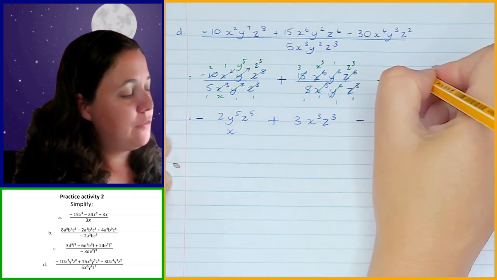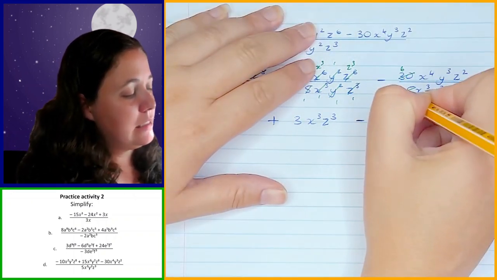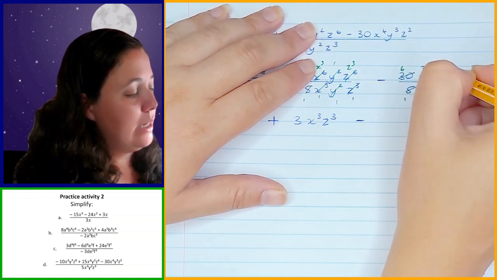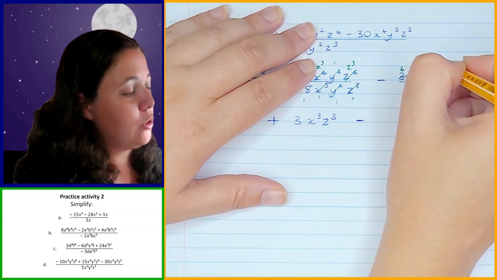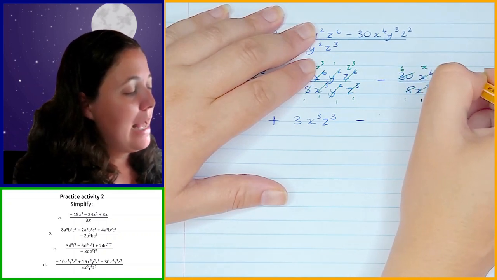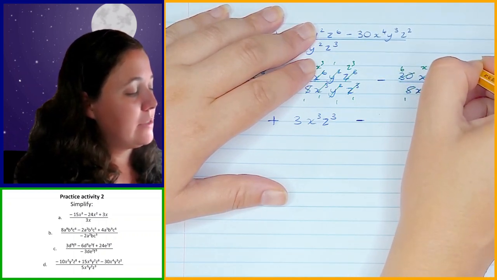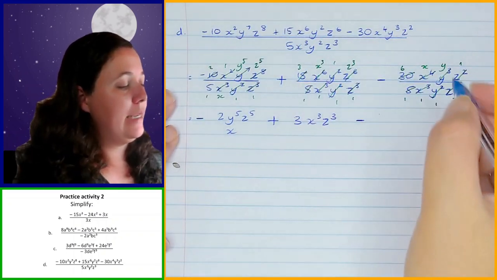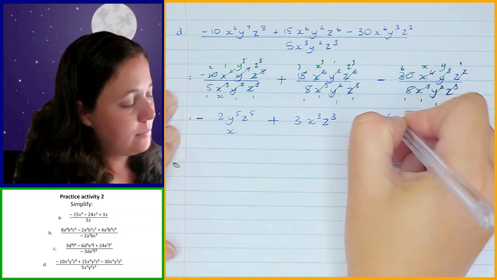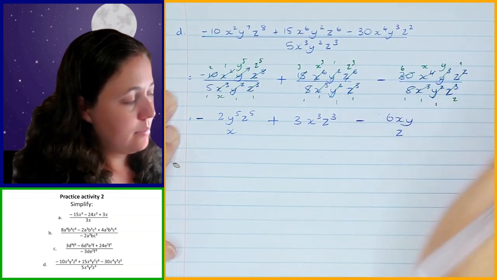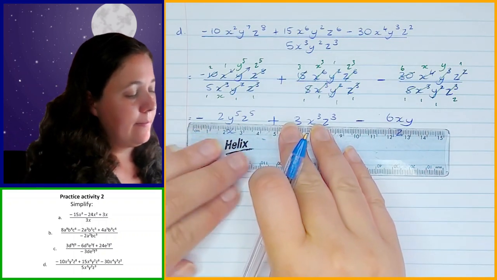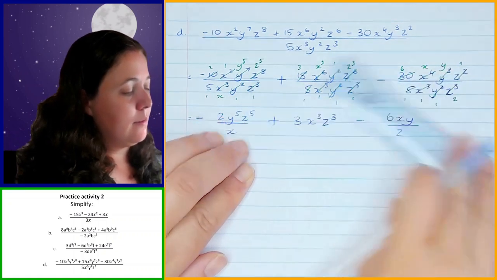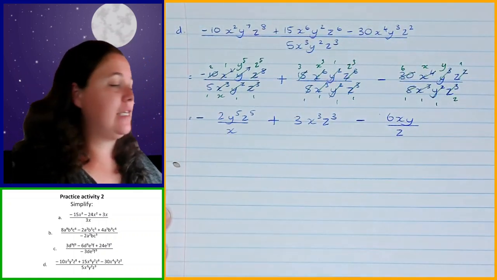cancel the 30 and the 5. That gives us 6 and 1. x to the 4 over x cubed is x over 1. y cubed and y over y squared gives us y over 1. And z squared over z cubed gives us 1 over z. So for this one, I end up with 6xy over z. So that's what you should have got for question D.